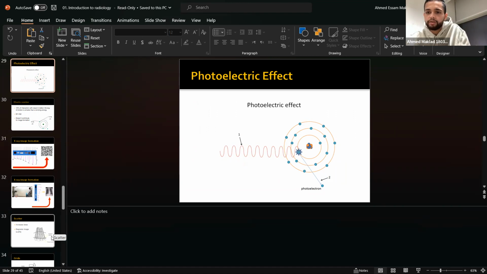The photoelectric effect is mediated by what? Characteristic radiation, right? Always try to correlate them. Although there's overlap between characteristic radiation and general radiation, they overlap when they cause the photoelectric effect and the Compton scatter. But generally speaking, general radiation goes with Compton scatter, and characteristic radiation goes with the photoelectric effect.